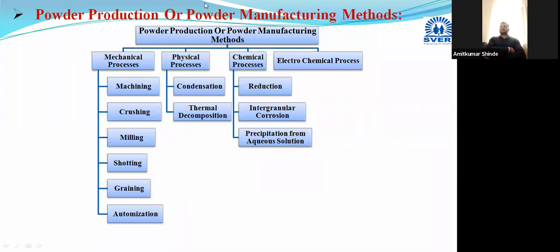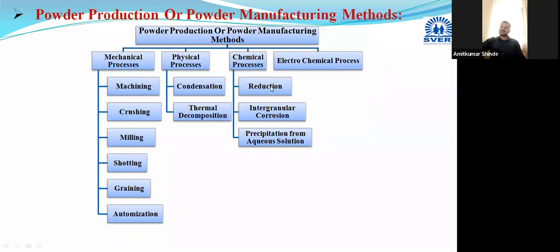Okay, now we will discuss the chemical processes one by one. The first chemical process is reduction. In this reduction technique, what are we going to do?